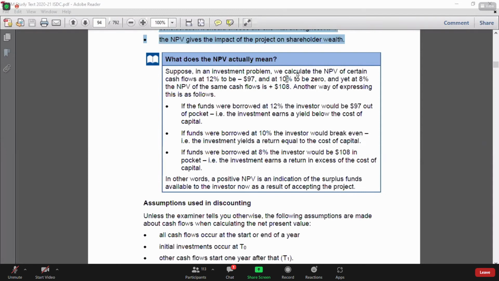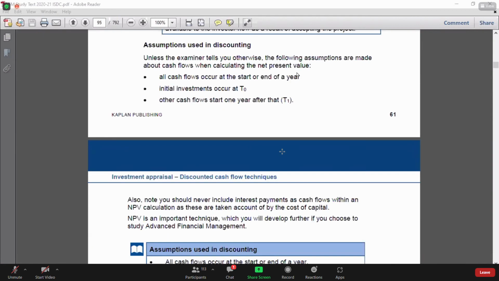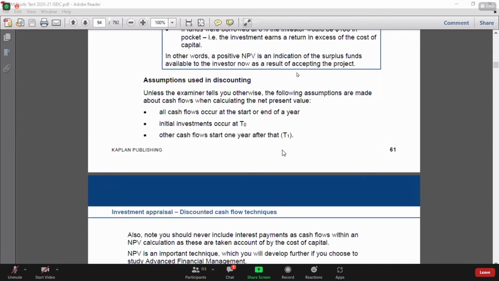So I hope it is clear. Now we'll focus on certain assumptions which we need to consider for discounting. Unless the examiner tells you otherwise, the following assumptions are made about the cash flows. So all cash flows occur at the start or the end of the year.